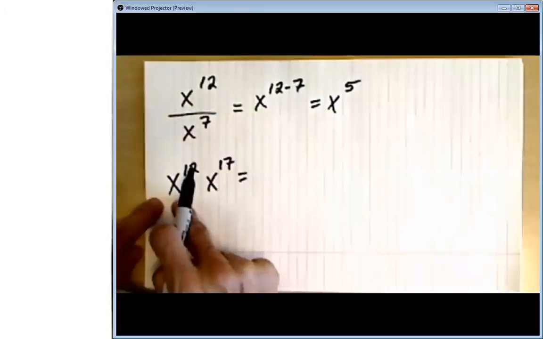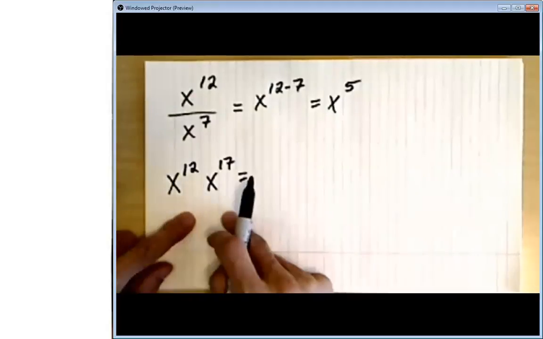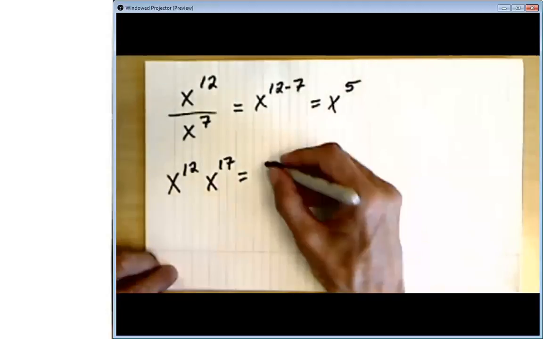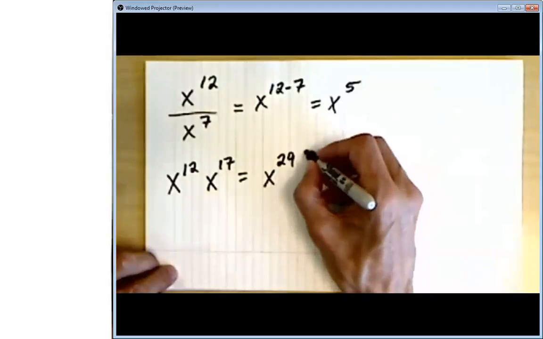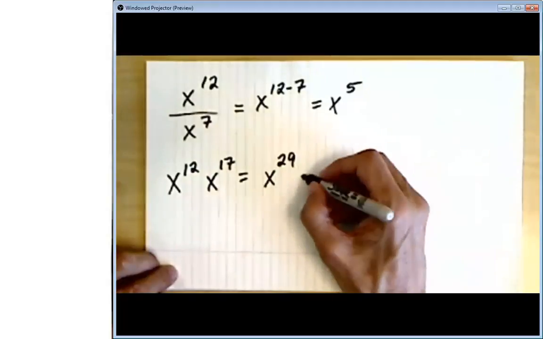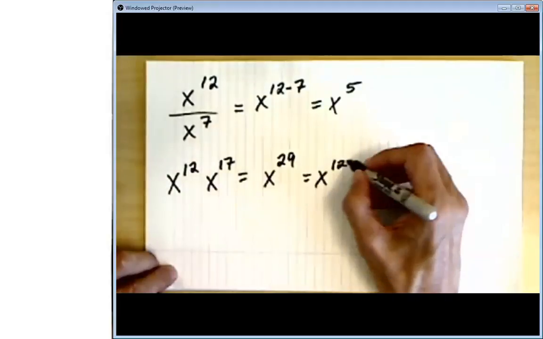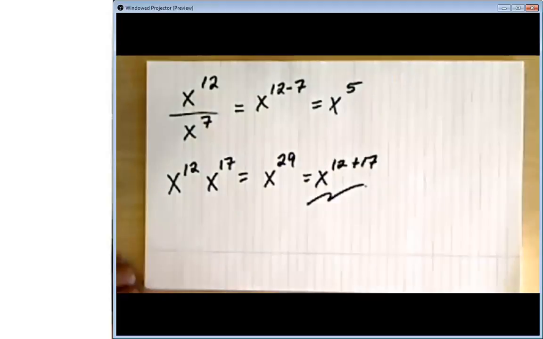We got a whole bunch. Expand it out in your brain. You got 12 x's here, 17 x's there. So how many are on the big list? 29. Nice. There are 29, right? So that comes from, I should have put a middle step in there, 12 plus 17, like that. Okay, so those are 2 of the rules.